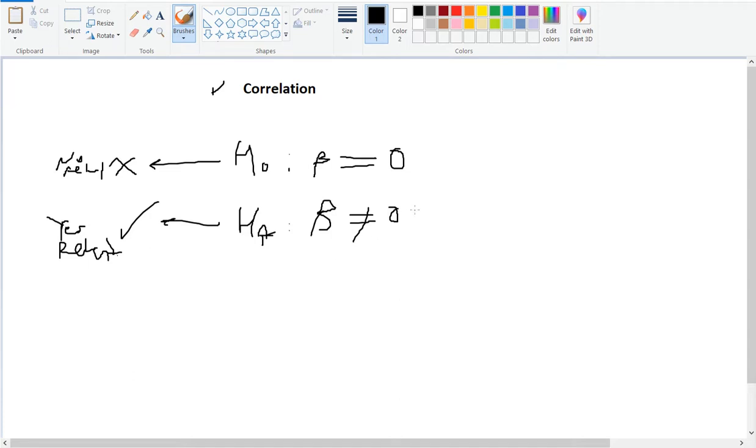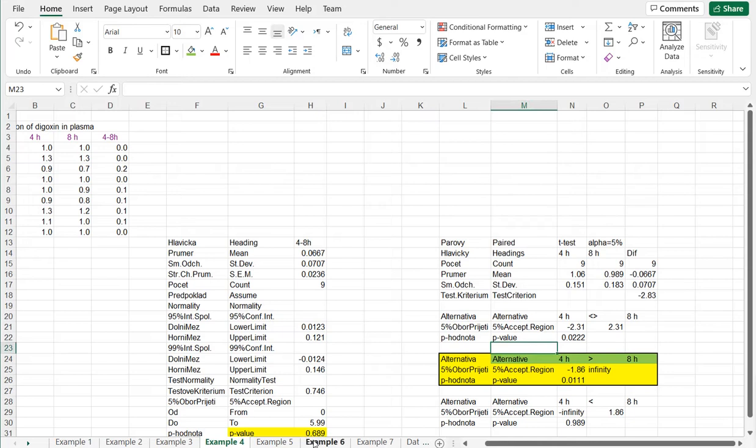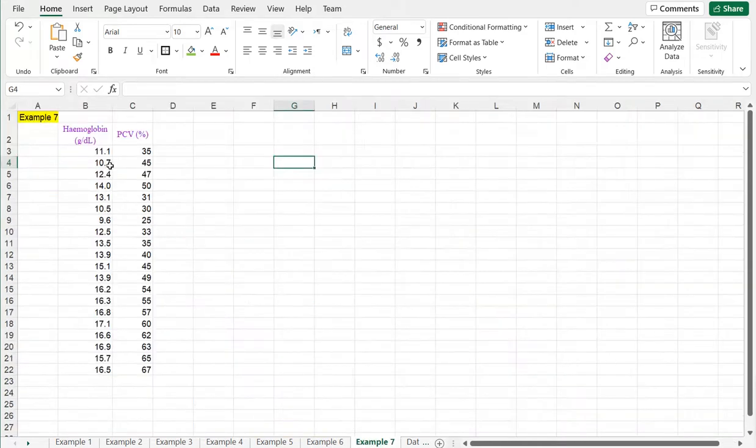Okay. So anyways, we've got that on steps 1, 2, 3. Step 4 is run normality. So we go right into our Excel file. We write down this table into Excel. It's already prepared for us right here in example 7. We run normality for each of these.